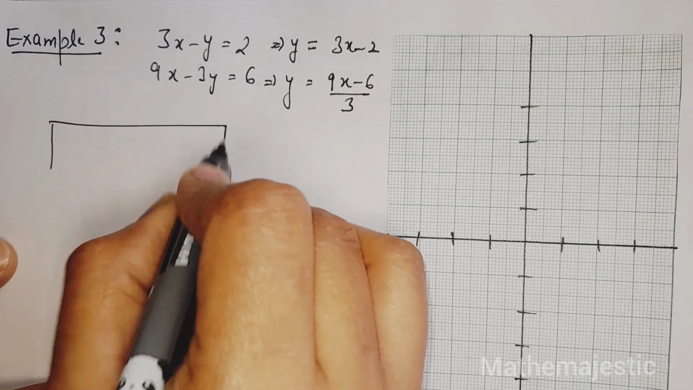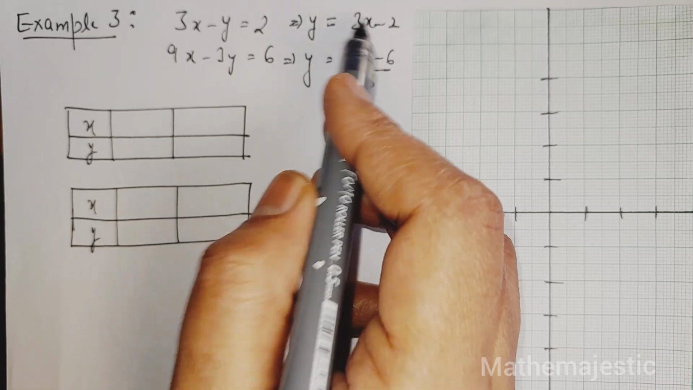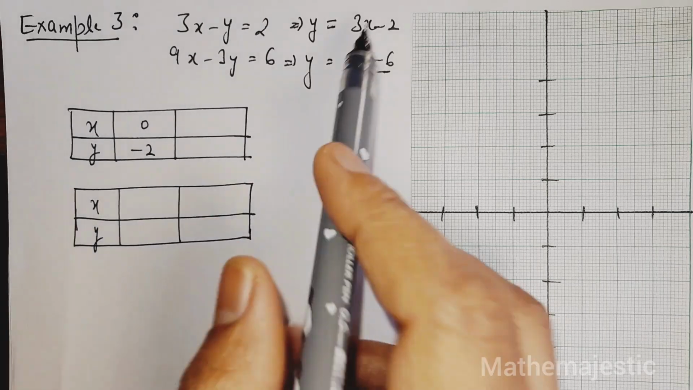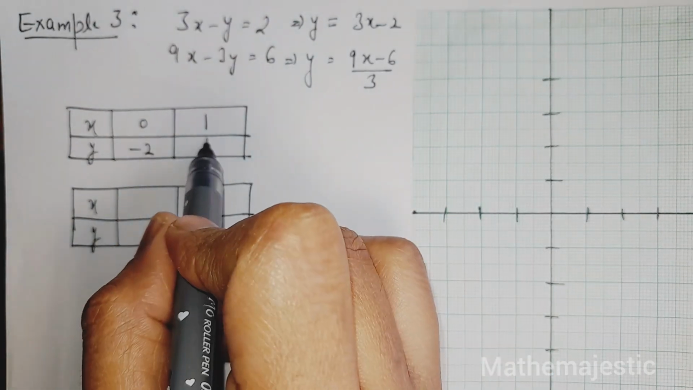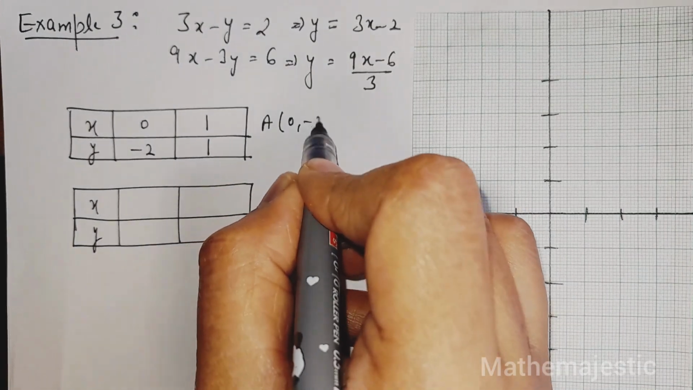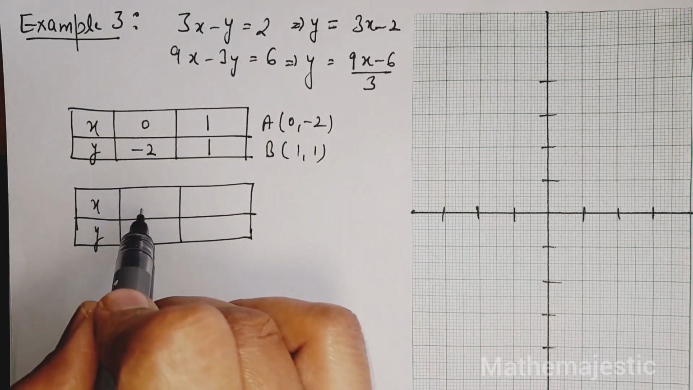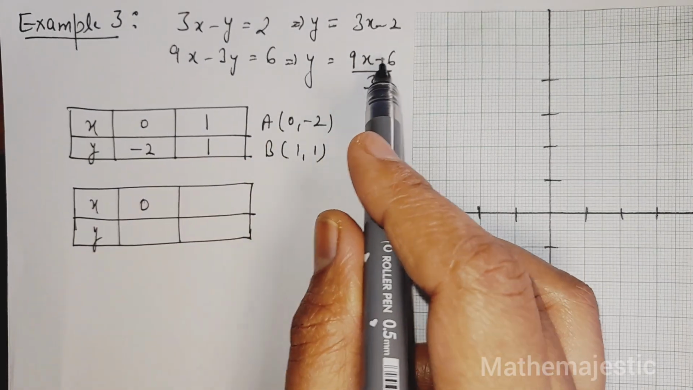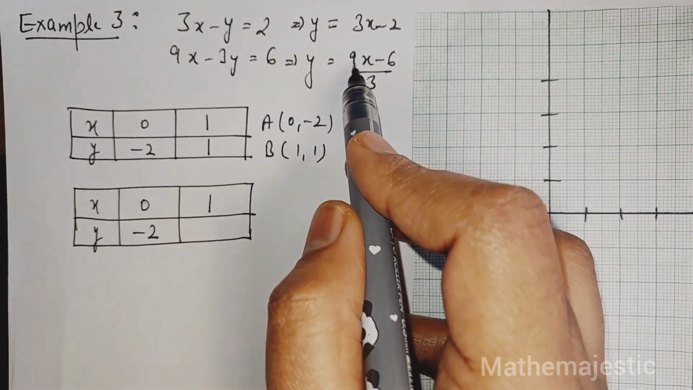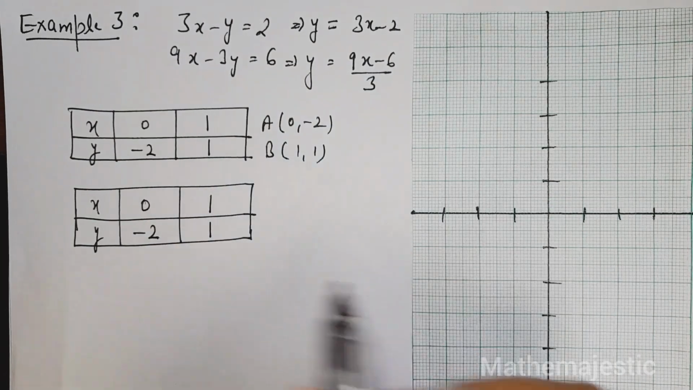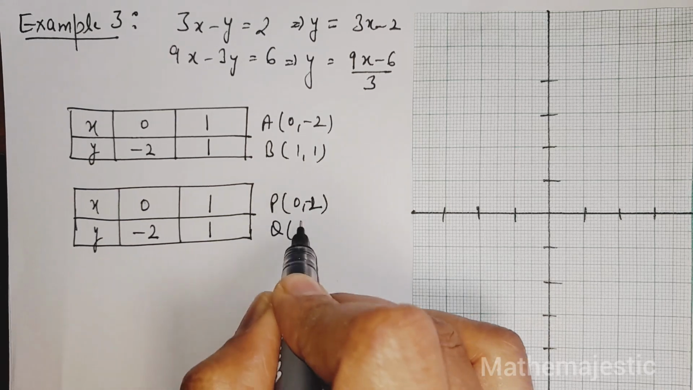So we will first make the table. If we take x as 0 in the first equation, you will get y as minus 2. And if you take x as 1 in this, 3 minus 2, y value will be 1. So the points will be A (0, minus 2) and B (1, 1). In the second equation, if you take x as 0, y will be minus 6 by 3, that means minus 2. And if you take x as 1, 9 minus 6 is 3, 3 by 3 will be 1. So the points will be P (0, minus 2) and Q (1, 1).